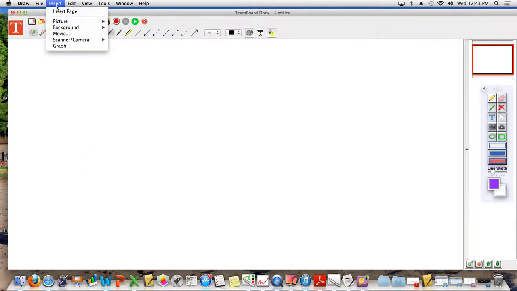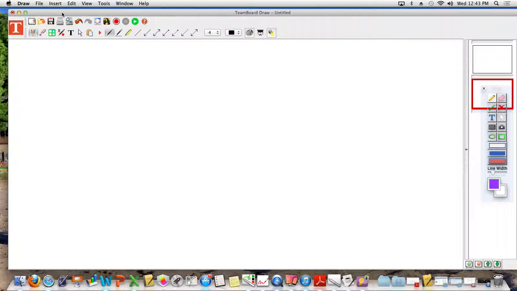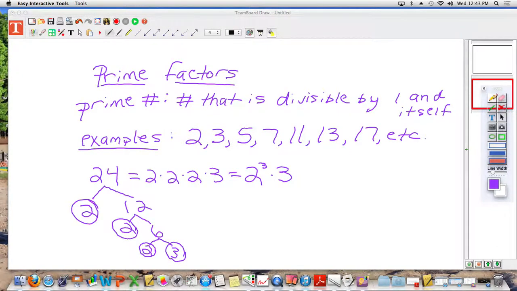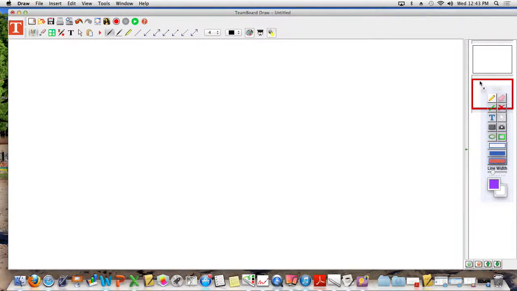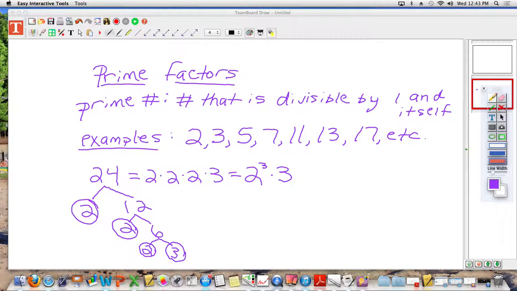I need to insert. Oh my gosh, why does it keep doing that?